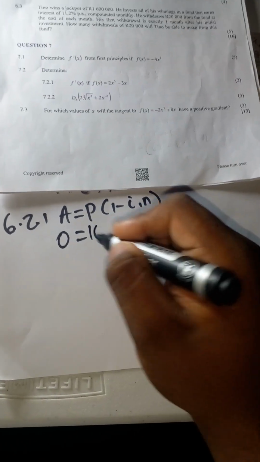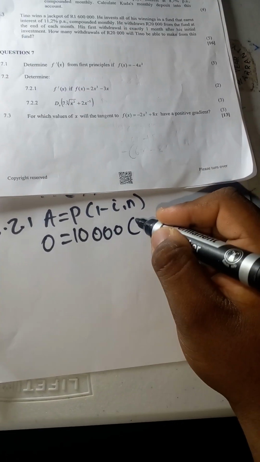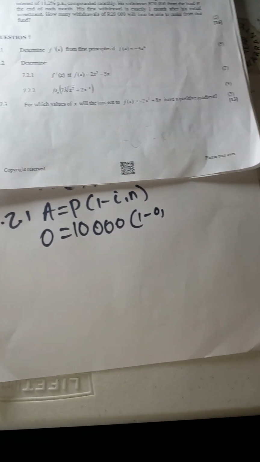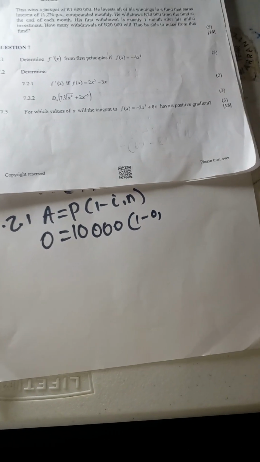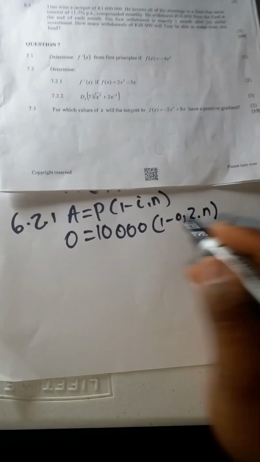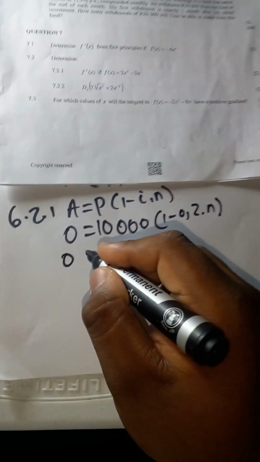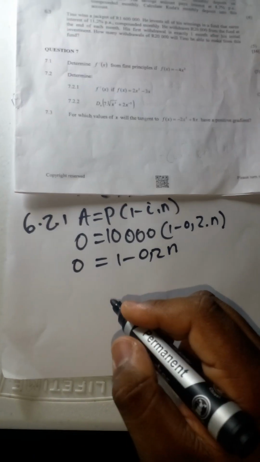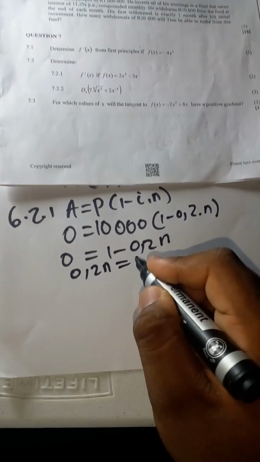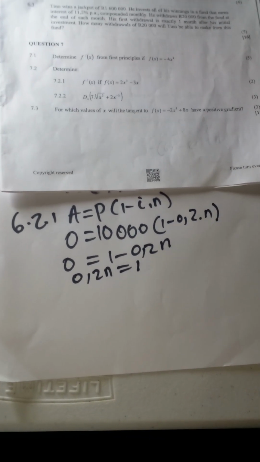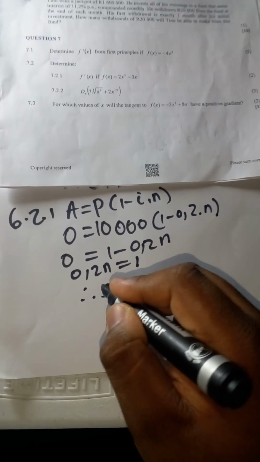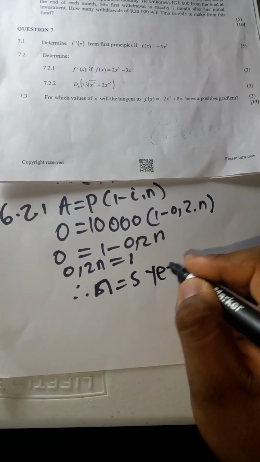And the amount he bought the laptop with is 10,000. So 0 equals 10,000 times 1 minus 0,2 times N, where we must take 20% to decimal: 20 divided by 100 is 0,2. When you divide both sides by 10,000, we get 0. So it is the same as 0 equals 1 minus 0,2N. Take this 0,2N to the other side: 0,2N equals 1. 1 divided by 0,2 gives you 5. So N equals 5 years.